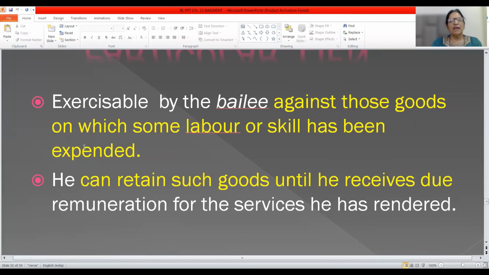So I've given you the example of stitching of cloths. The tailor is not going to return the stitched cloths to the bailor owner till his stitching charges are paid by the bailor to the bailee. Because in respect of those stitched cloths, certain labor or skill has been exercised or expended.